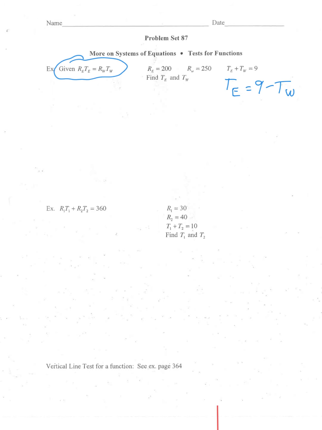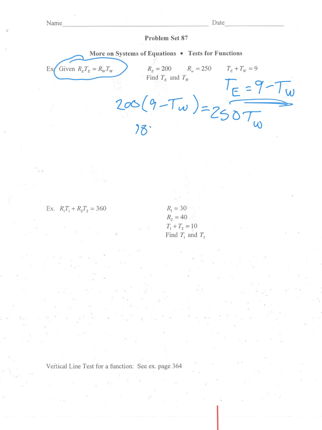So what I'm going to do now is substitute all the information that I know into the circled equation. So I know that R sub E equals 200. I know that T sub E is 9 minus T sub W. I'm getting that from over here. And I've got that equal to R sub W, which is 250, times T sub W. And it's okay for me to leave this T sub W because the whole point is that I've written out an equation that only has one unknown. In this case, it's T sub W. So now it's just a matter of solving this equation.